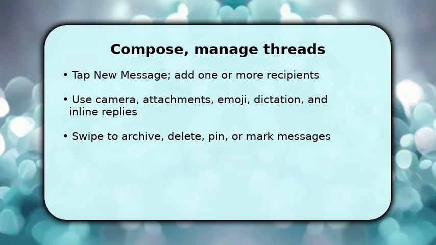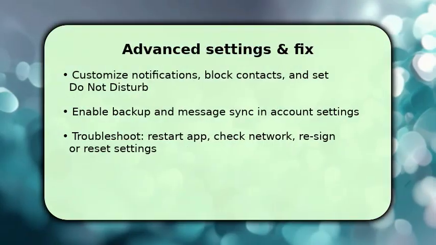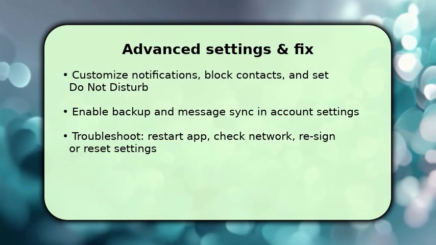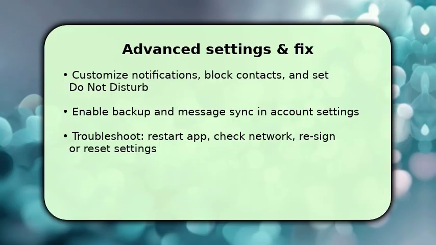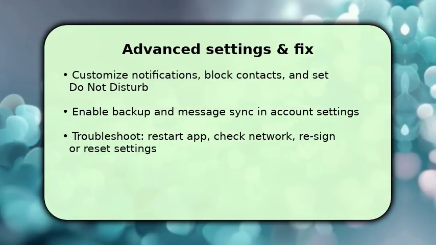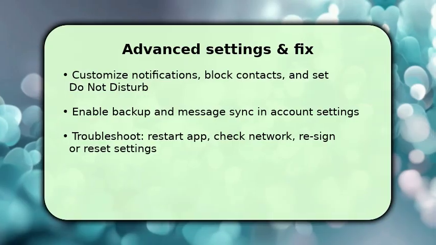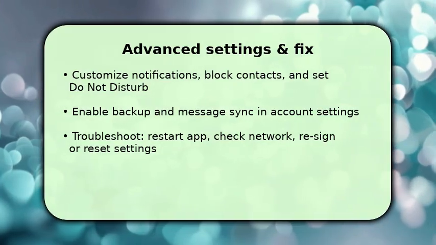Finish by adjusting advanced settings, customize per thread notifications, block unwanted contacts, and enable Do Not Disturb for focused periods. Activate backup and message sync in account settings so history is recoverable. Once configured, test sending a message and confirm delivery status.